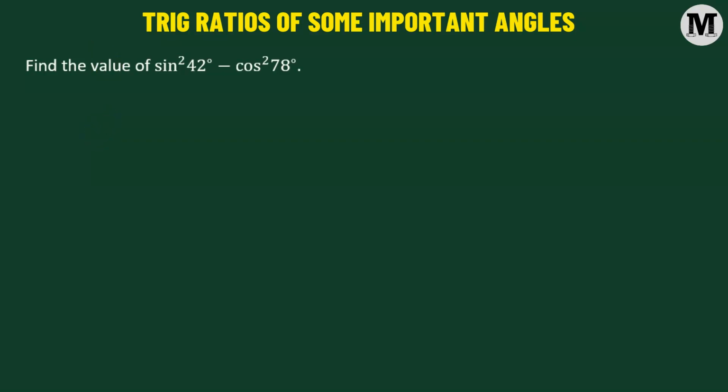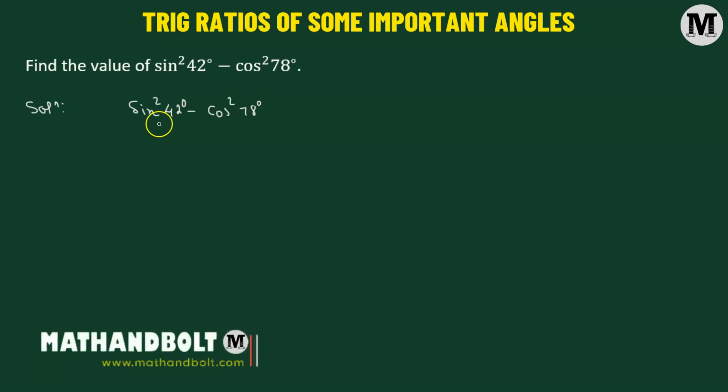We need to determine the value of the trigonometric expression. Let us begin. So here we are given the expression sine squared 42 degrees minus cosine squared 78 degrees. Now there is no standard value for sine 42 as well as cosine 78.